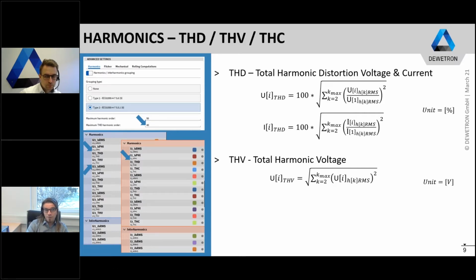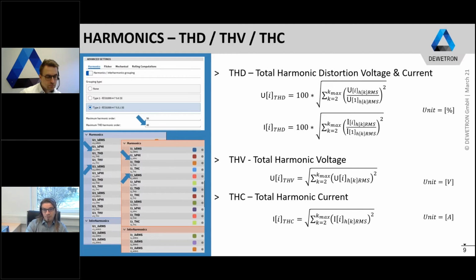And the same for the THC. It's not a drug, it's the total harmonic current. So you sum up the current harmonics, again starting at the second harmonic order and summing up to the maximum specified harmonic, and you calculate the square root again, and then you have an indication of how much energy is contained in the harmonics of the signal instead of the fundamental frequency.